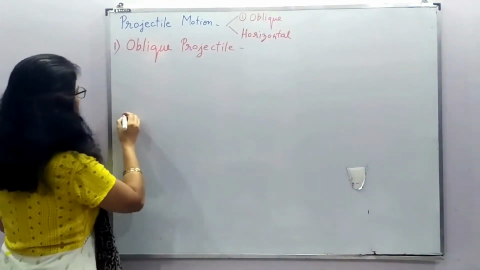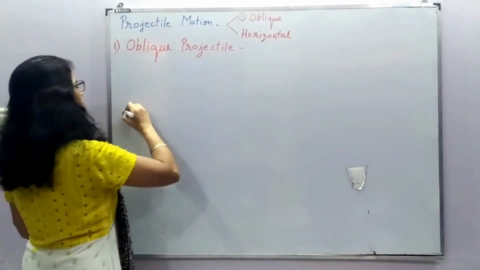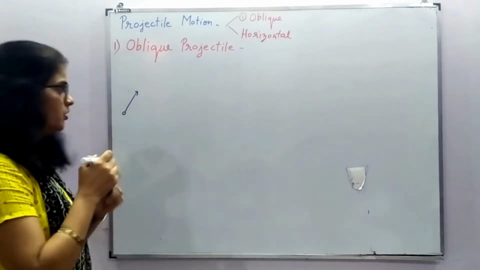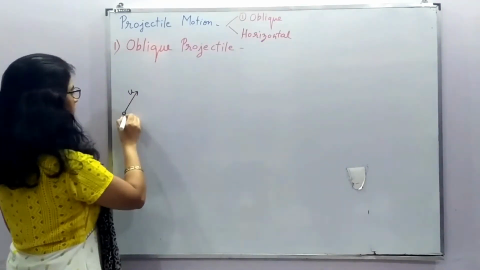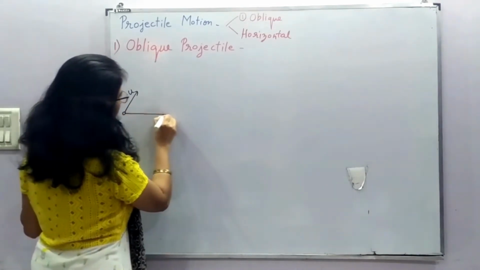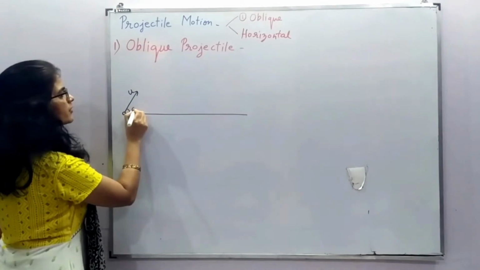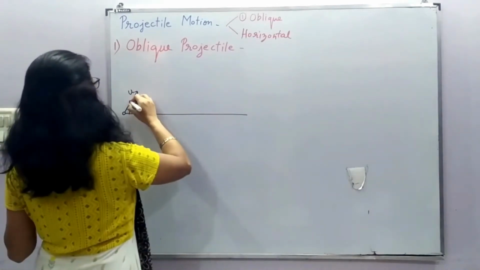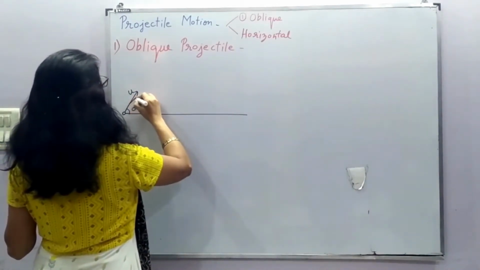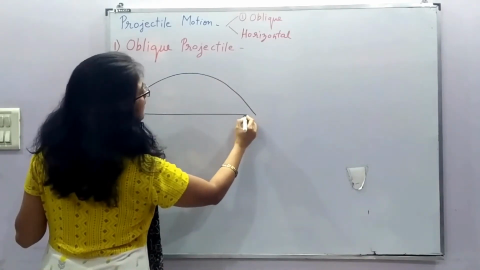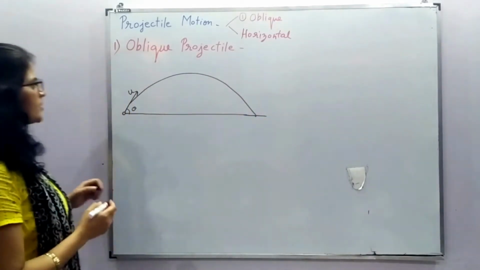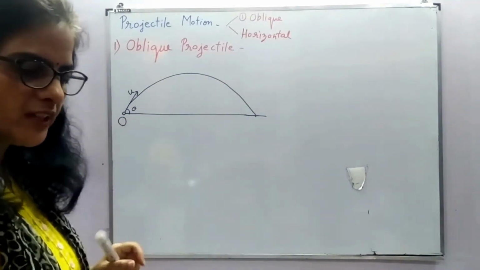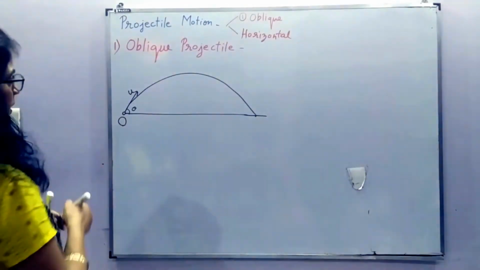Let's see the diagram. So this object, right? This object is given some initial velocity u at an angle theta with the horizontal, right? So when this is given some initial velocity, what will happen? It will cover some height and fall at some distance from this point O. Now under the effect of gravity, it has covered the vertical height h.